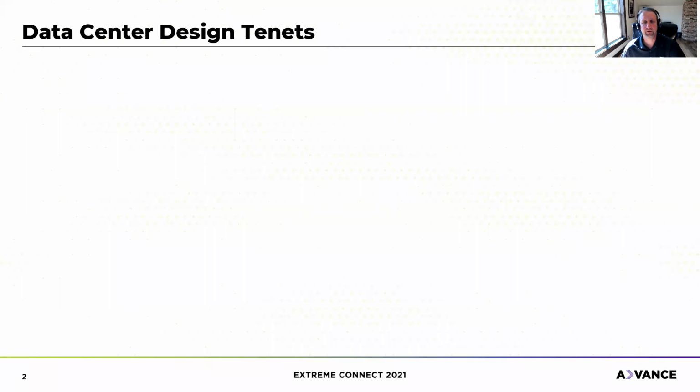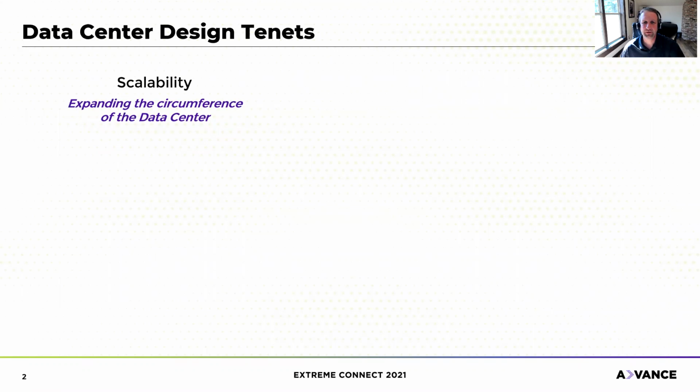So let's get started. There are three different design tenets that we look at when building the data center. First, it's scalability. Now, this may not be exactly how you would define scalability. A lot of times we talk about scalability in terms of the amount of bandwidth or the number of ports. And in this case, I want to talk about the circumference of the data center. We're expanding well beyond the traditional walls of the data center. And we'll talk about this more in the rest of the presentation.